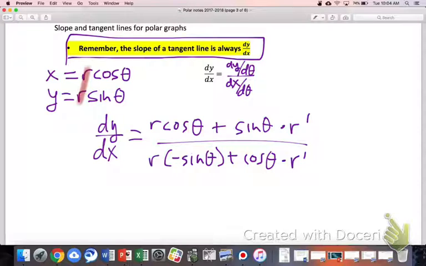Okay, so do you guys have any questions on that? Do you see how a polar slope of the tangent line can get kind of complicated? You see how this could grow to be pretty large amounts of stuff pretty easily. Okay, so if there's no questions, we will move on.